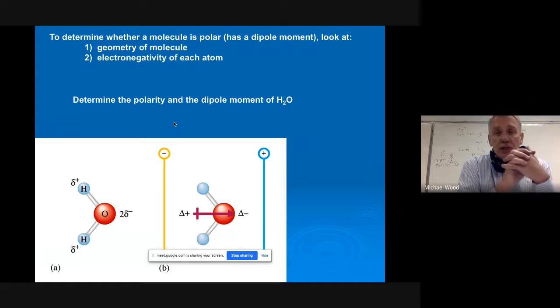So determine the polarity and dipole moment of water. And this we've done many times. So again, what I would do is figure out the geometry of the molecule, the shape, and then ask myself, do these two elements have a difference in electronegativity, if it's one of those shapes that's polar? And of course, water, it seems like we've done many times now. But the water shape is bent, which is always going to be polar if the elements involved have a difference in electronegativity. And that's what this illustration shows.